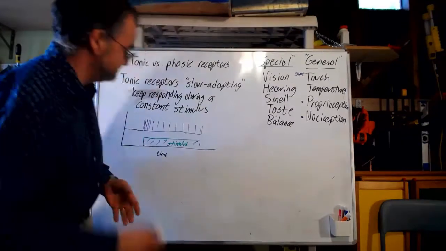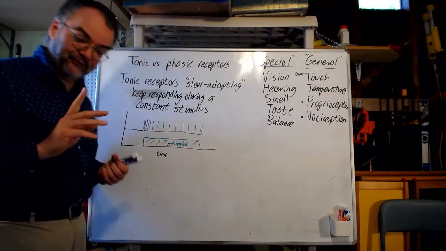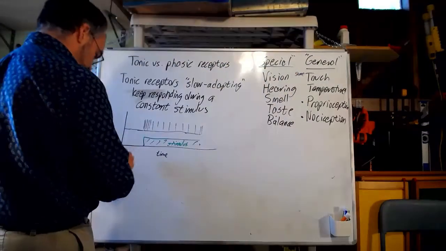Anyway, so those are tonic receptors. The idea of a phasic receptor. Let's see how we're going to do this.